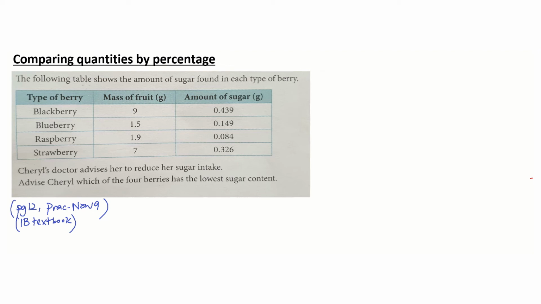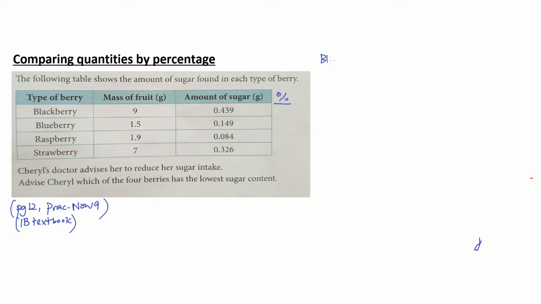Okay, so now we have this table over here that shows the amount of sugar found in each type of berry: blackberry, blueberry, raspberry, and strawberry. So our dear Cheryl here, her doctor advised her to reduce the sugar intake. So how should we go about advising Cheryl which of the 4 berries has the lowest sugar content? Now, to do that, I would say we need to find out the percentage of sugar in each fruit. The percentage of sugar in each fruit should be the way to go.